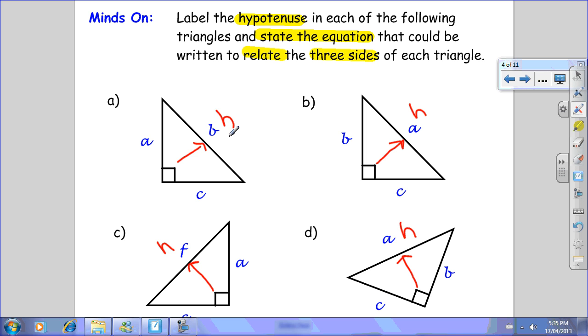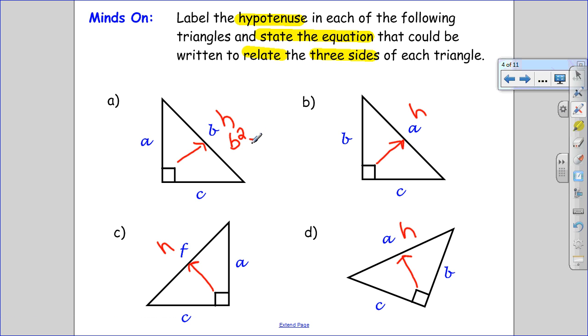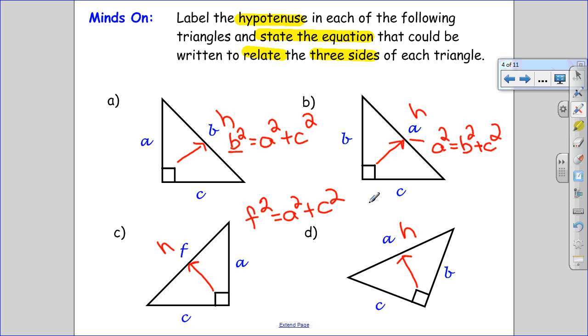In part A, B is the hypotenuse, so we write B squared is A squared plus B squared. So we square each side. B is the hypotenuse, it's the one that stands alone. In part B, A is the side that stands alone, so it's A squared is B squared plus C squared. In part C, side F stands alone, so we'll write F squared is A squared plus C squared.